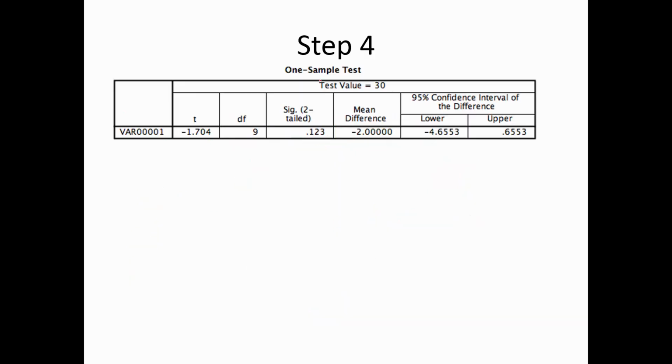Now when you're running this, you want to make sure you enter mu. The top of the one sample test output here should say mu. If it says the test value is 0 and mu is not 0, then you've done this wrong and your t-test score will be incorrect.